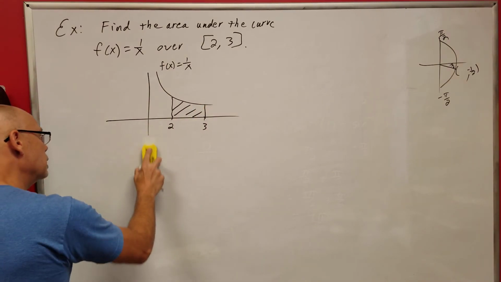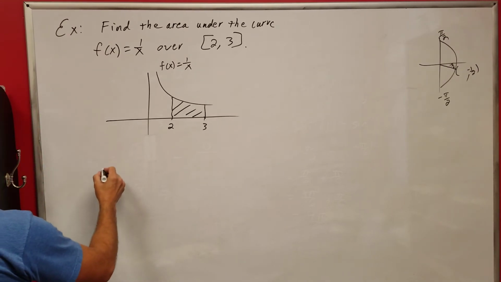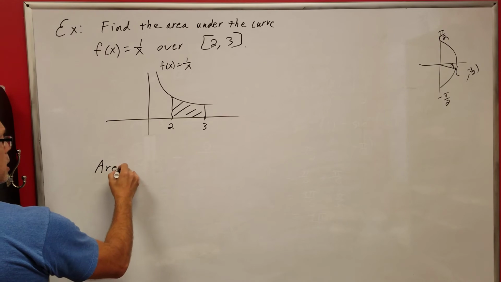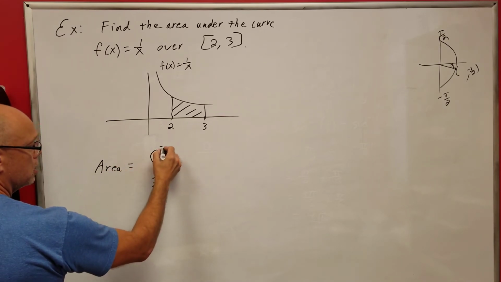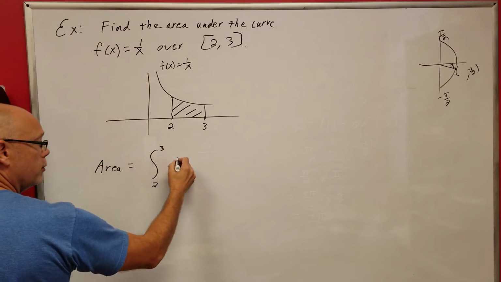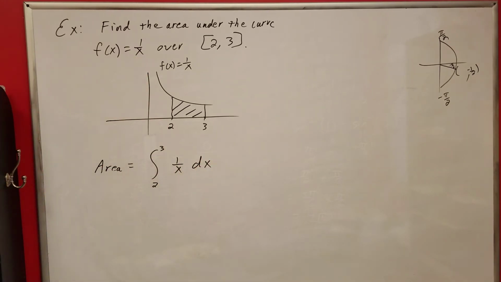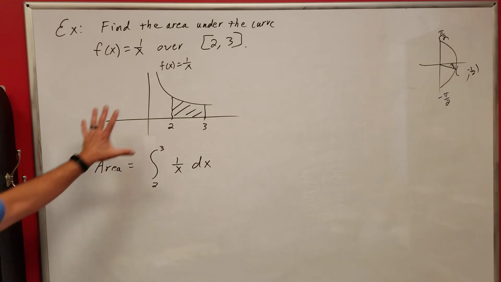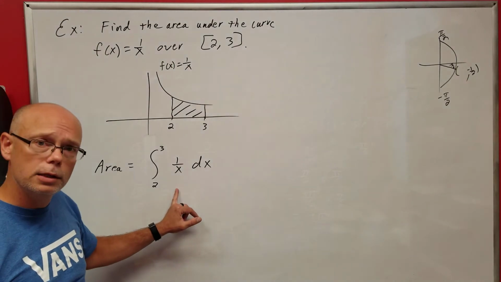Well, we learned in the last section that the way we can find that area is we can say area is equal to the integral from 2 to 3 of my function like that. So really for this problem, I don't even need to draw this picture right here, okay? I could just integrate this.